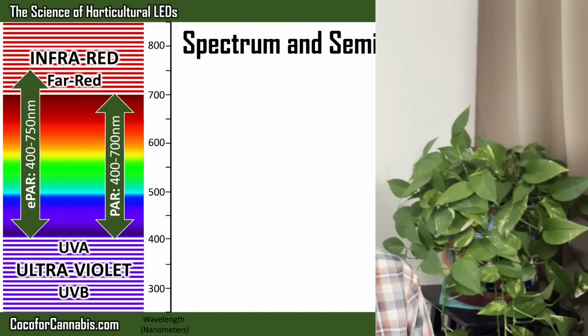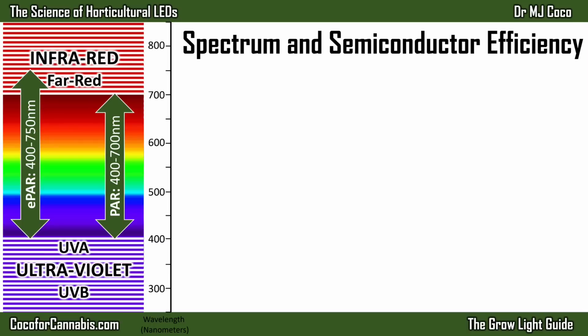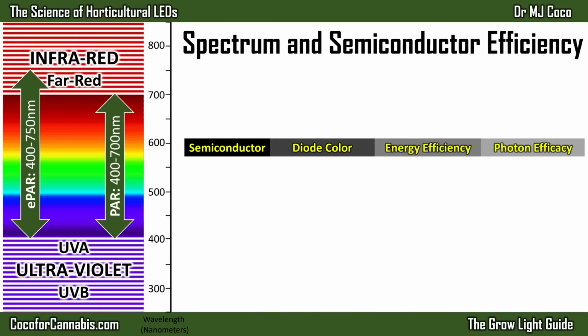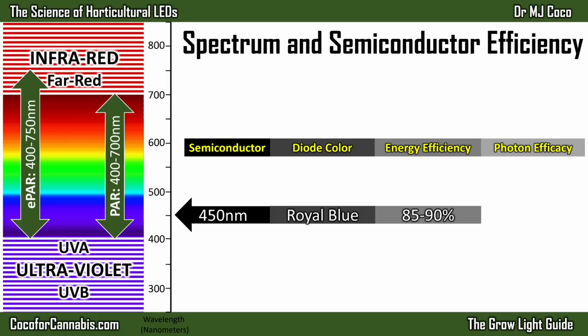However, there are significant differences in the efficiency of generating different wavelengths. Let's compare common horticultural diodes and think about the average efficiencies across the industry based on the current state of semiconductor technology. The blue 450 nanometer semiconductors are the most efficient. They now get an energy efficiency of between 85 and 90%. So for every 10 watts of energy spent, you get up to 9 watts of blue light energy. There's not a lot of room left to improve.